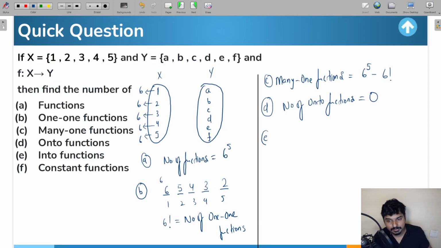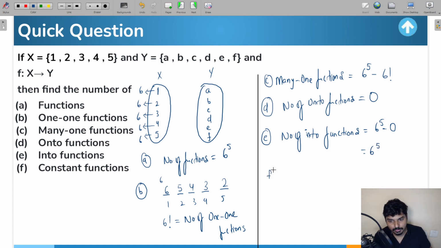And the next one, how many into functions are you going to get in this case? If you want to calculate the number of into functions, it is simply going to be the total number of functions minus the number of onto functions. So the answer is going to be 6 raised to 5.